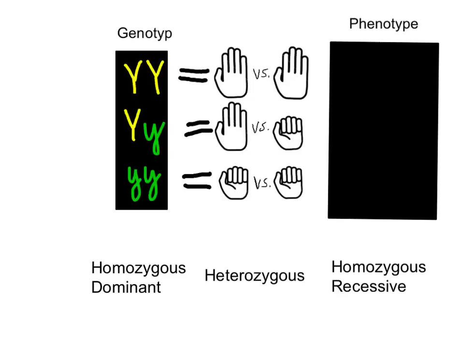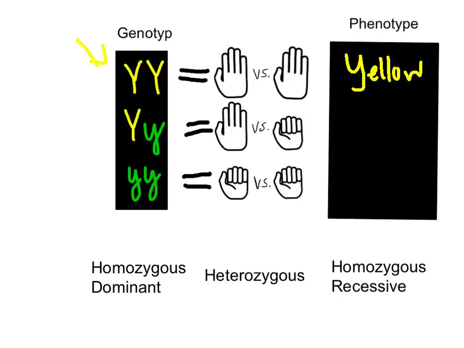Alright, so rock and paper. If I have a genotype that has two dominant alleles, here we can see our big Y, I'm going to put my left hand as paper and my right hand as paper, so I want you to do this. However, if you do paper versus paper, this is going to be a tie. So I know that my phenotype is actually going to end up being yellow.